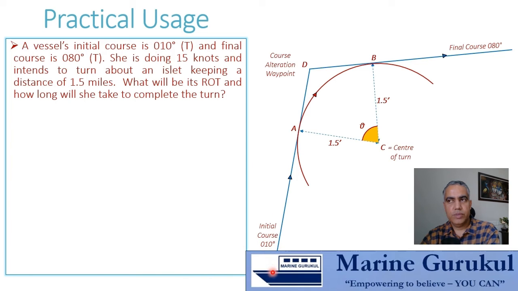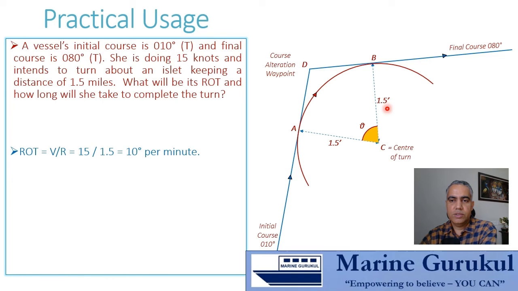You can see the diagram on the screen now. Vessel is moving on an initial course of 010 degrees and the final course is planned to be 080 degrees, and the vessel has to make the turn about an island. Let us assume we have the island here at this particular location, which will be the center of our turn, and the radius of the turn is assumed to be 1.5 miles. So you can see the radius of the turn, Charlie to Alpha, denoted as 1.5 miles. Then Charlie to Bravo denoted as 1.5 miles.